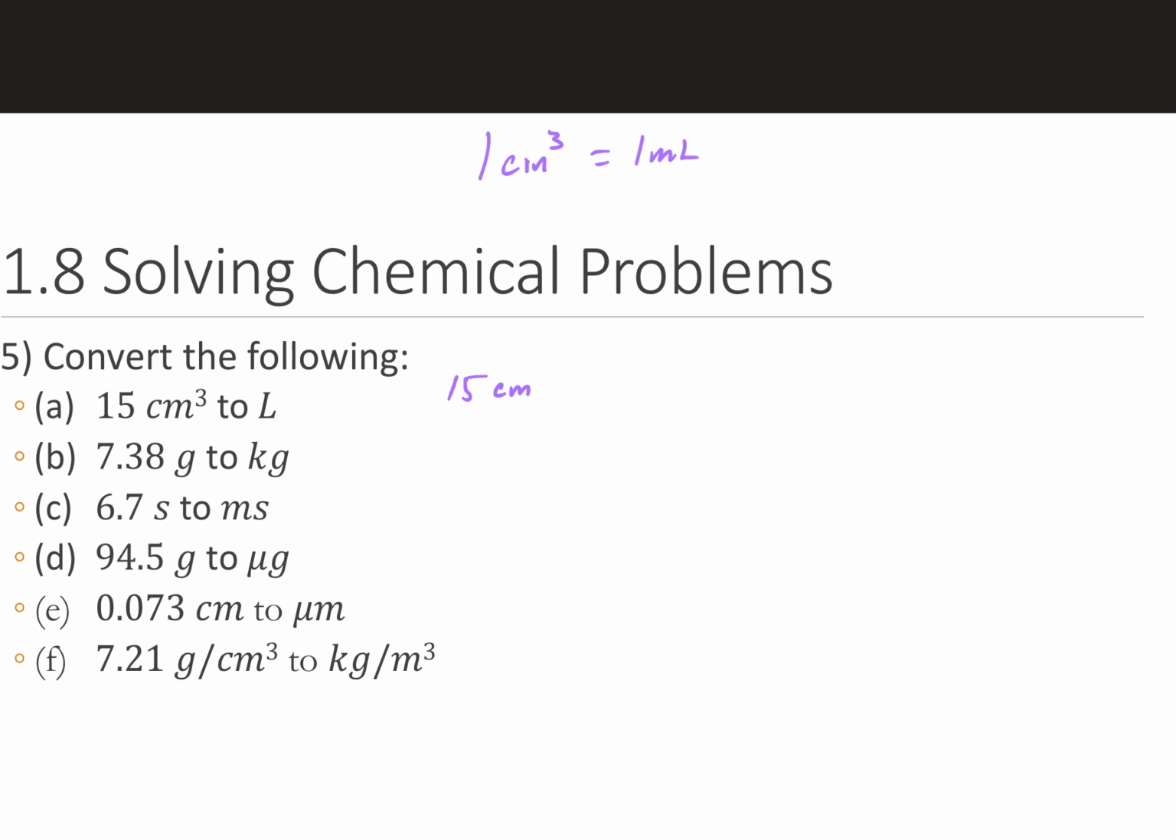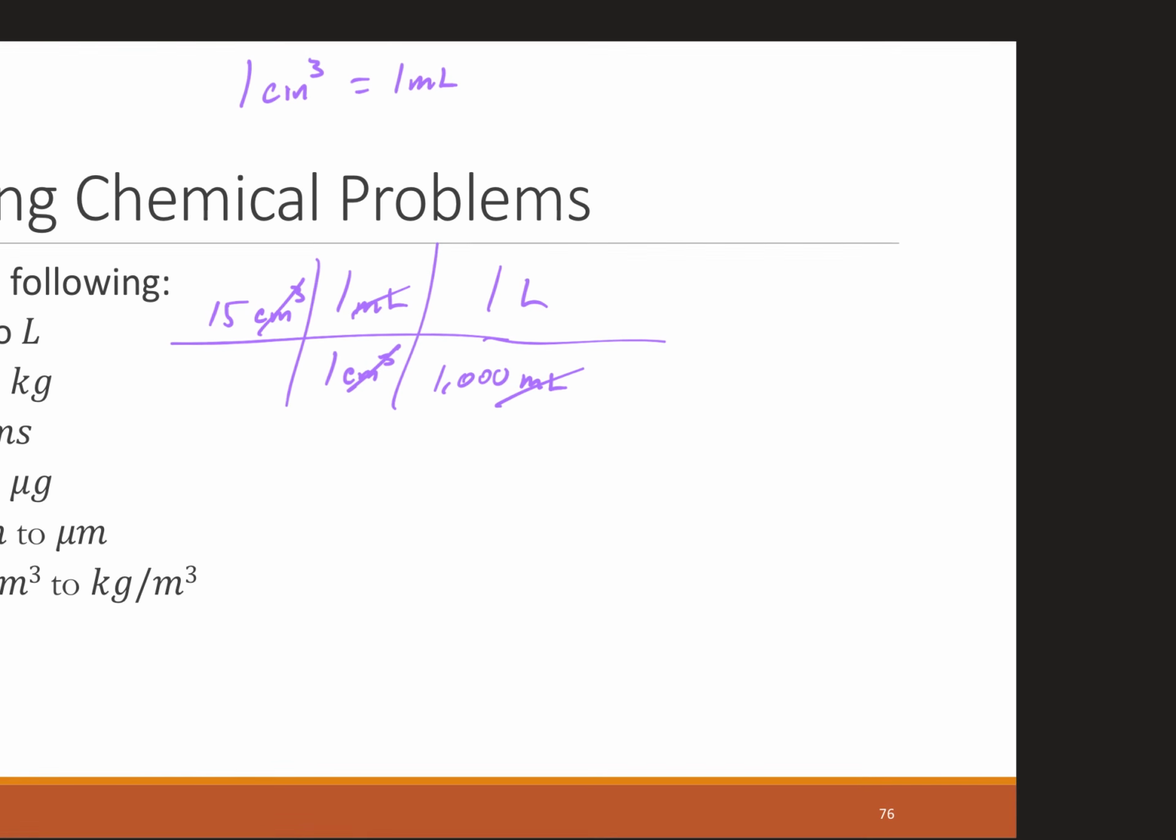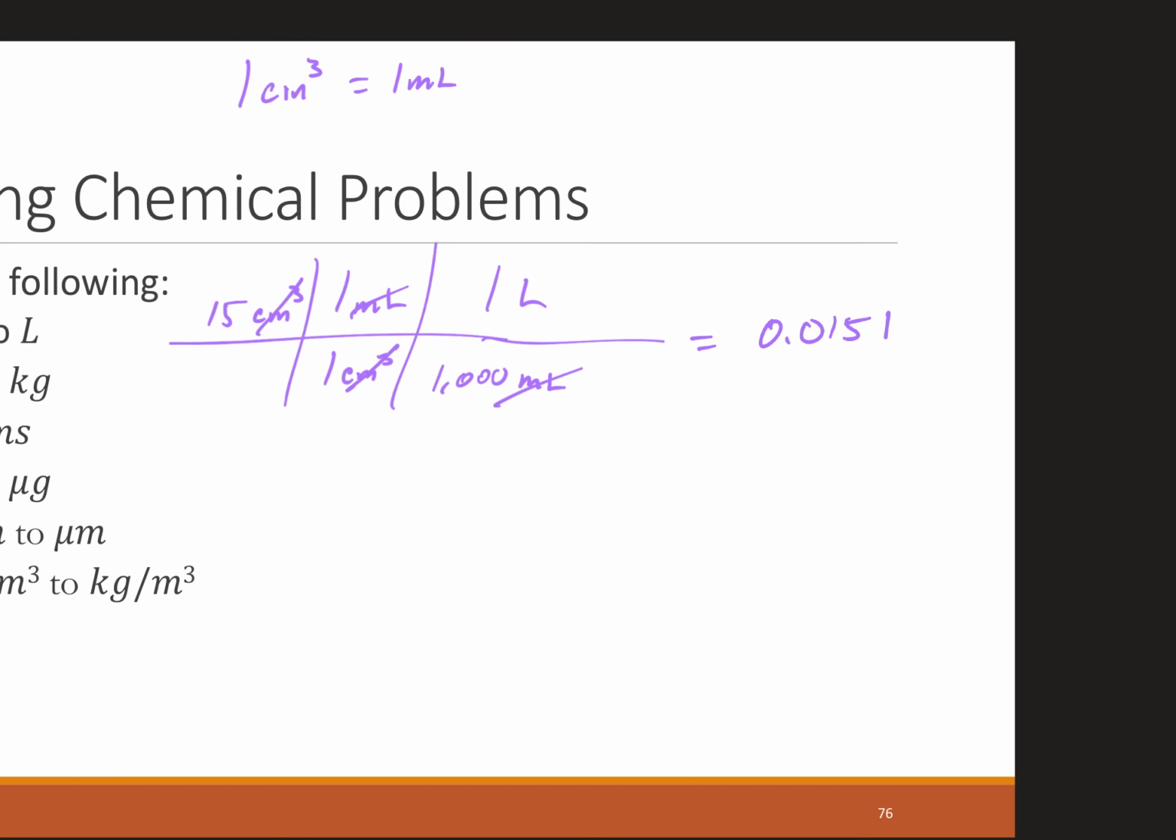Our measured value is 15 cubic centimeters, and 1 cubic centimeter is 1 milliliter, so those cancel out. And now there's 1,000 milliliters per liter. Milliliters cancel out. So we're ultimately just dividing 15 by 1,000, and so this is 0.015 liters. We had 2 sig figs there, we have 2 sig figs here, and so there's your answer.